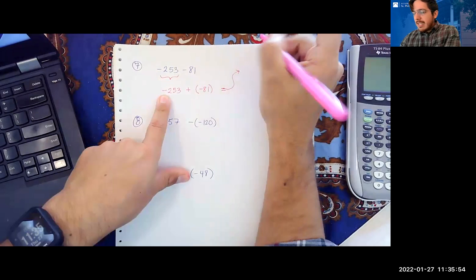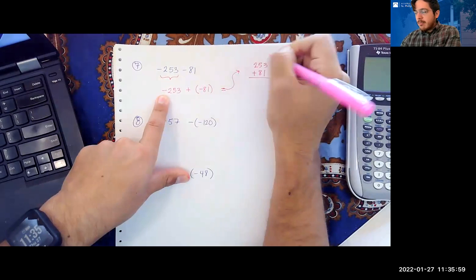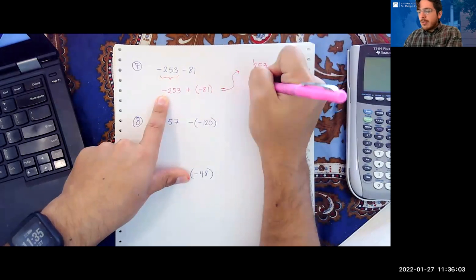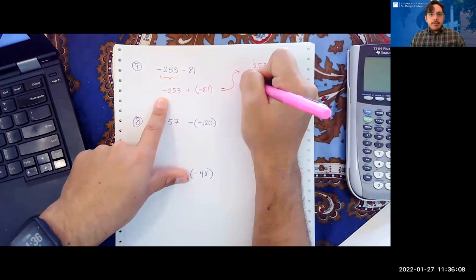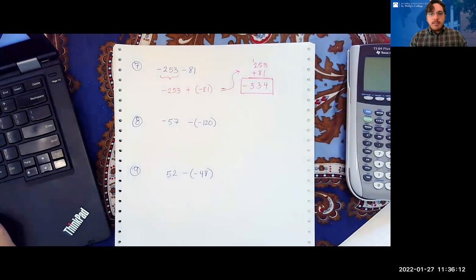253 plus 81 should give me 4, 13, bring the 1 up, 3. So this should be 334, but because these are both negative, I should be having a negative result. Is that what everybody got for the first one? Did anybody get something different? Okay, I'm gonna take that silence as a we're good.